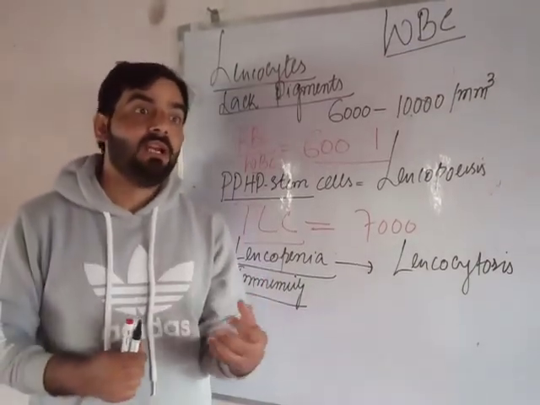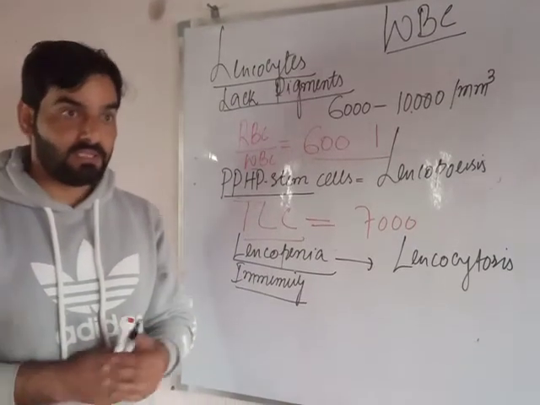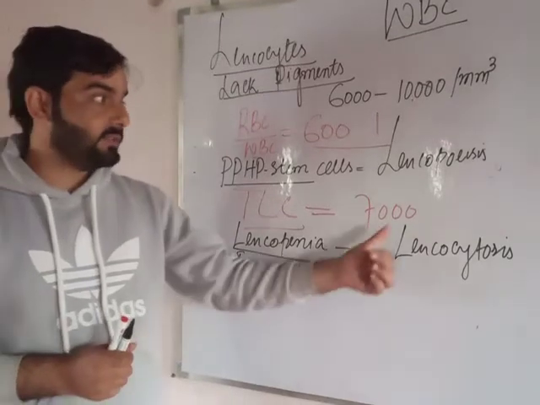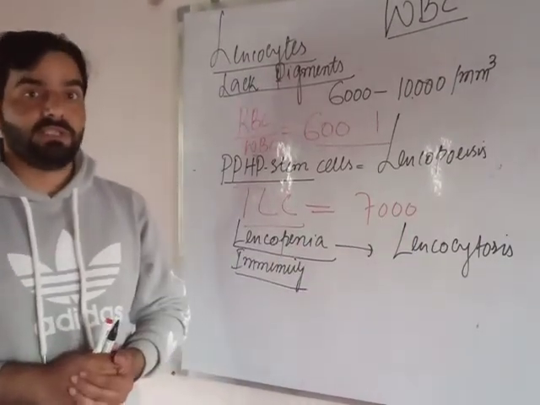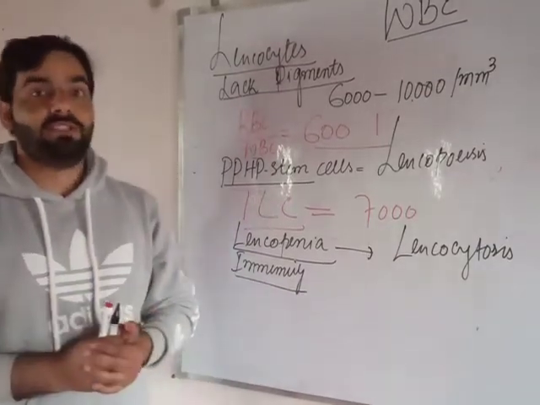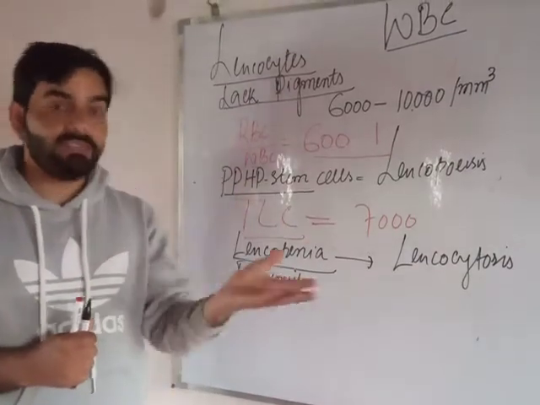Like we see in AIDS, acquired immunodeficiency syndrome, the number of WBCs will increase. It can lead to leukocytosis. In TB, tuberculosis, when we have the infection of TB, the number of WBCs increases because they have to fight with that bacteria.